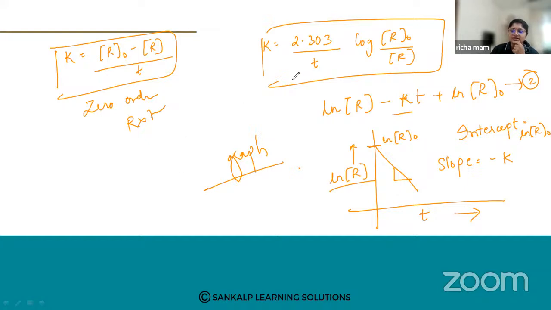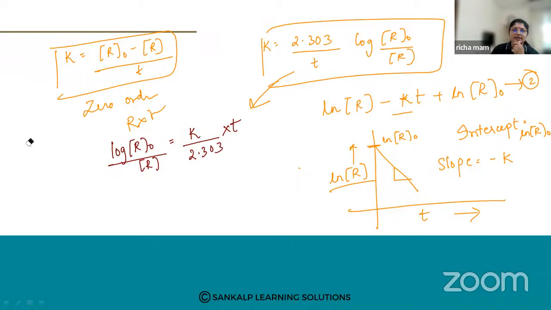Then equation 3. How can this equation 3 be written? It can also be written as log of R naught by R is equal to k divided by 2.303 into t. So this equation can also be written like this, and it represents a straight line.